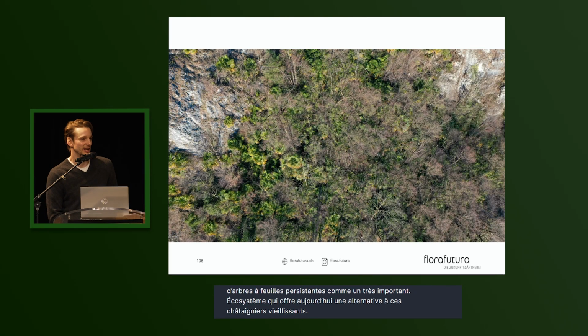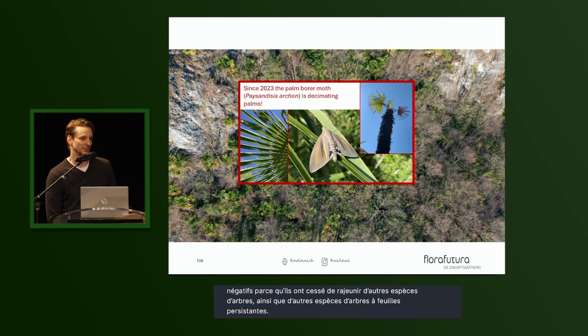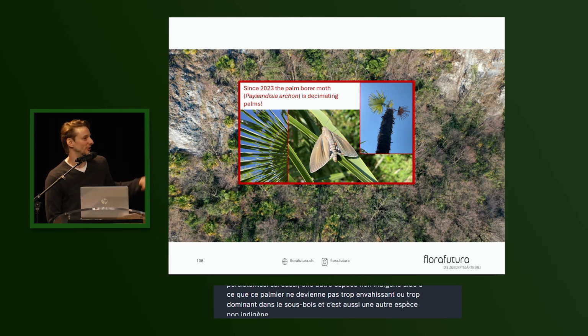So this is a drone picture showing how dense these palms can become. What is interesting here is that these palms really build very dense thickets in the understory. And there we believe that they could really have negative impacts because they stop rejuvenating other tree species, also other evergreen tree species. But here another non-native species is helping so that this palm is not getting too invasive or too dominant in the understory, and it's another non-native species that is now regulating these other non-native species.